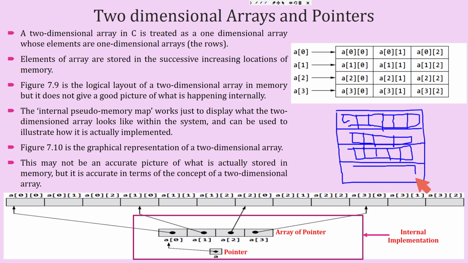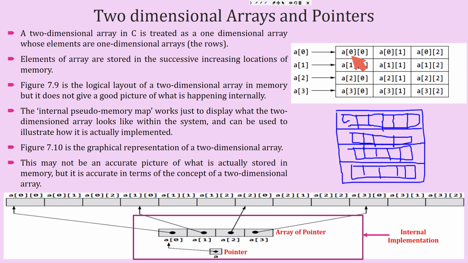Okay. So here you have to look at this diagram. Think of it like this: the array contains 4 elements, index positions 0 to 3, and index position 0 contains another array which contains 3 elements. Similarly, the first row contains another 3 elements. So it can be considered as a one-dimensional array whose elements are also one-dimensional arrays, or the rows. Each element of the array is stored in successive increasing locations of memory. It will be clear in the next slide.